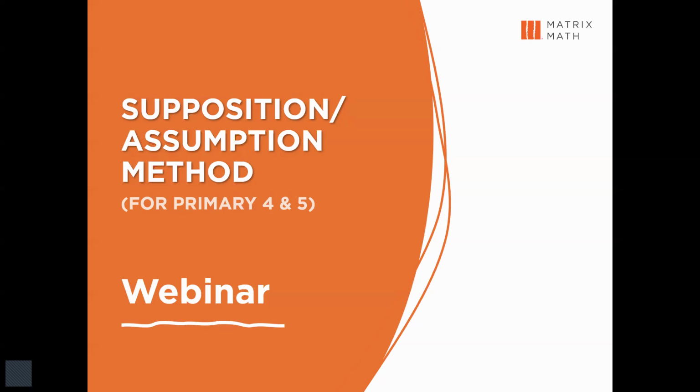A very common alternative method that students tend to use is guess and check. I'll be explaining later why we don't prefer that method and how the supposition or assumption method actually gives a more systematic way to solve these problems.